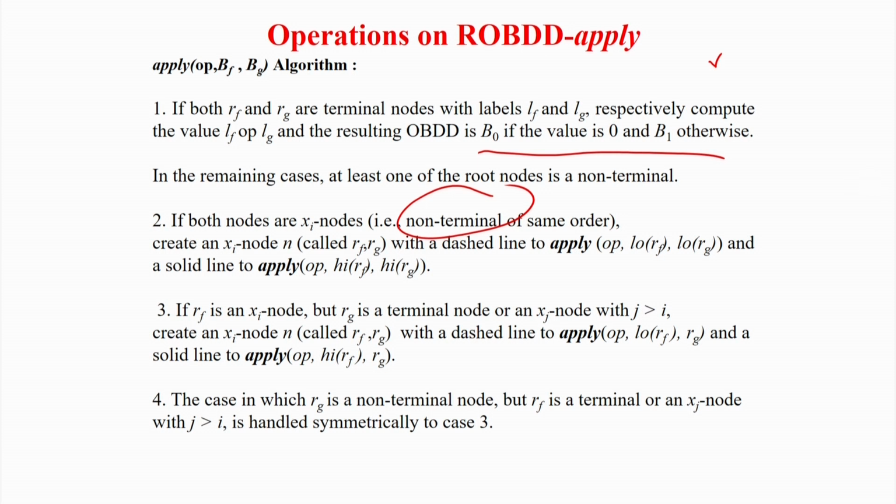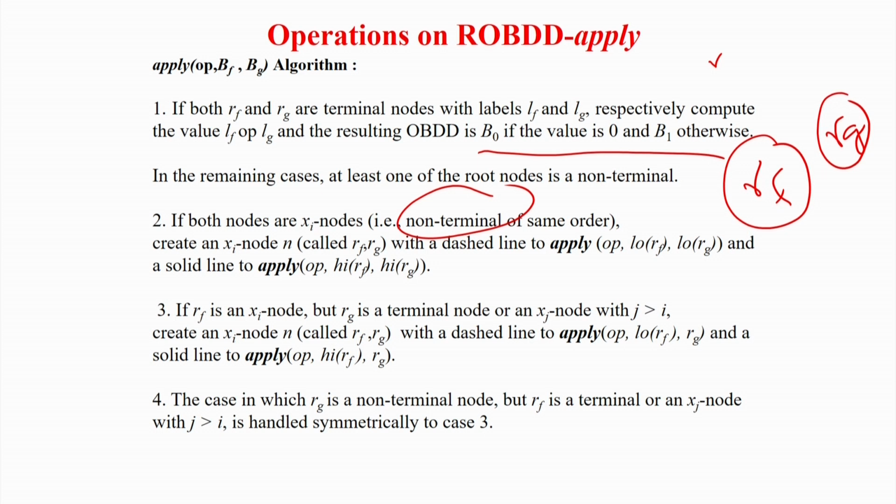That means it is saying that if that is step 2, both the nodes are Xi nodes, meaning non-terminal nodes of the same order. Say I have a node called RF and another node called RG, belonging to two different trees. They may be both X3, maybe X4 or X5, that is they are in the same order, because when I am talking of operating on two BDDs, the ordering should be maintained. In fact, they are the same level nodes.